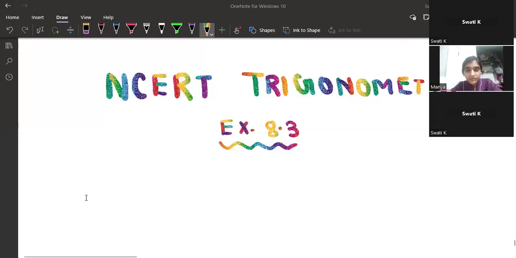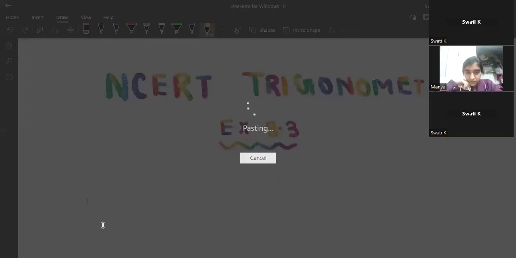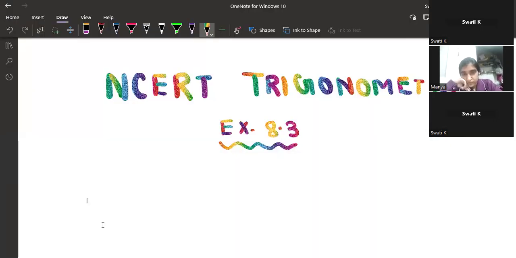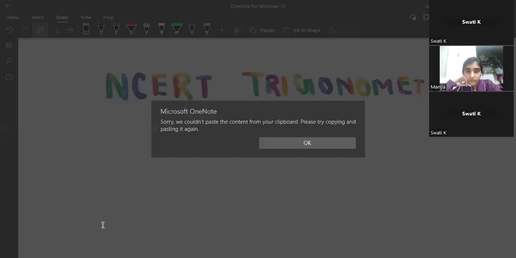Okay, so your first question is here. Of course, we are doing NCERT questions. The first question is all about the formula. It's just the formula-based questions.